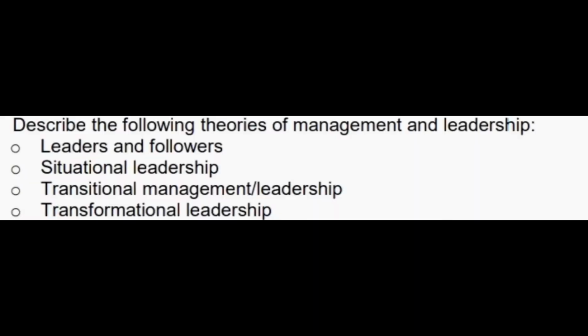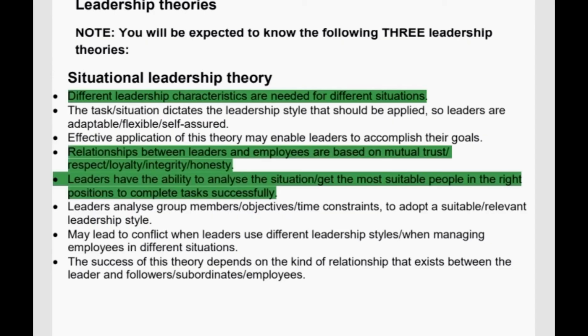Then we move to leadership theory. What are the leadership theories? Number 1, situational leadership. Number 2, transformational leadership. Number 3, leadership and followers. Number 4, transactional leadership. Then on the situational leadership theory, what is that?